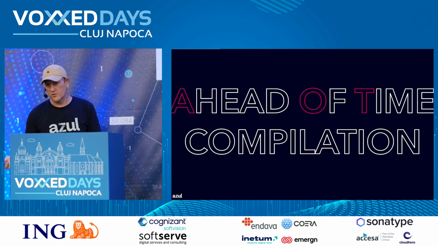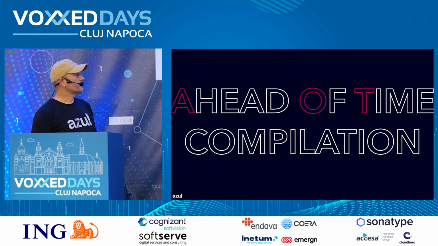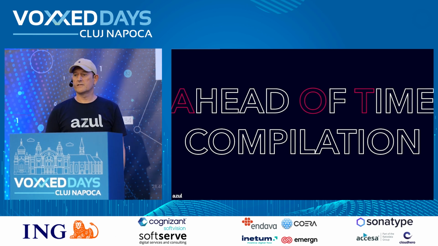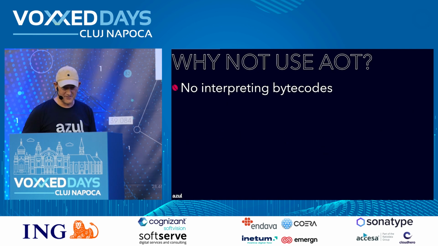Then there is ahead-of-time compilation, which probably everyone has heard about. And then my typical question is, who's using GraalVM native image in production here? Someone? No one. Okay. And there's a reason for that, right? But we don't want to dig into this.